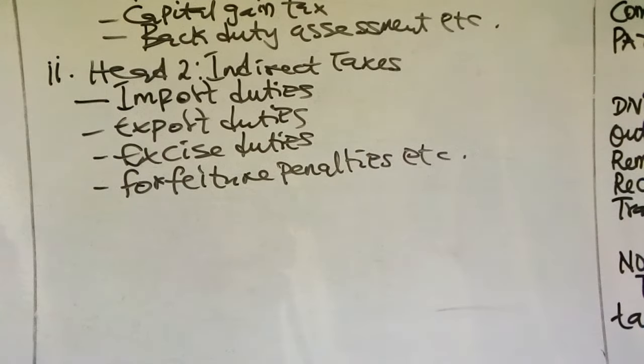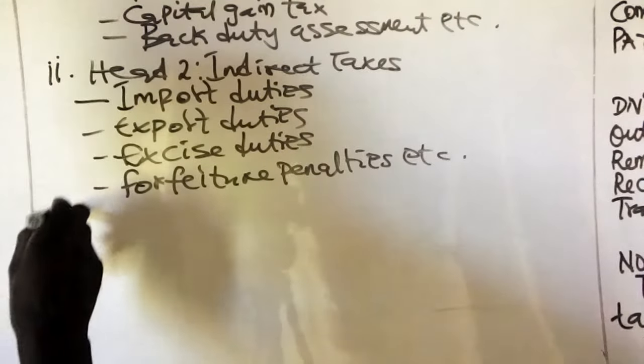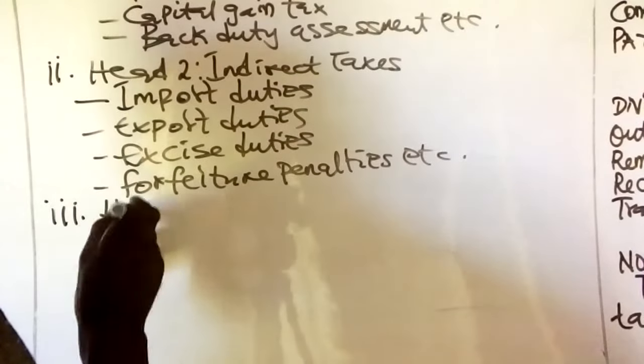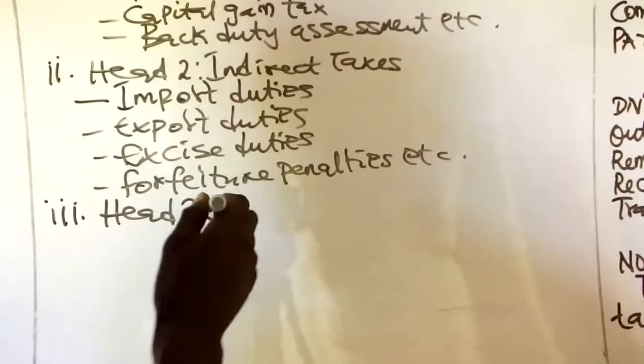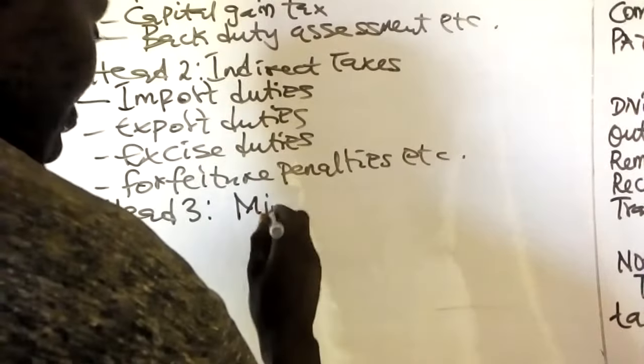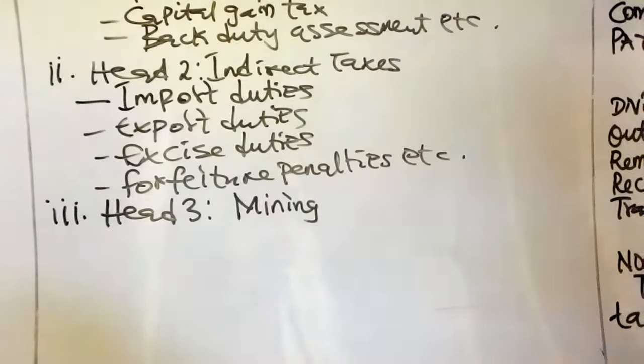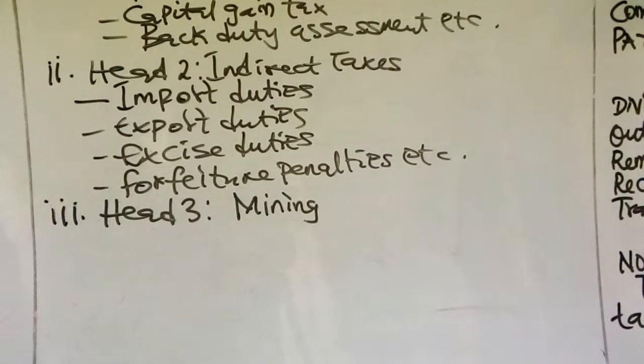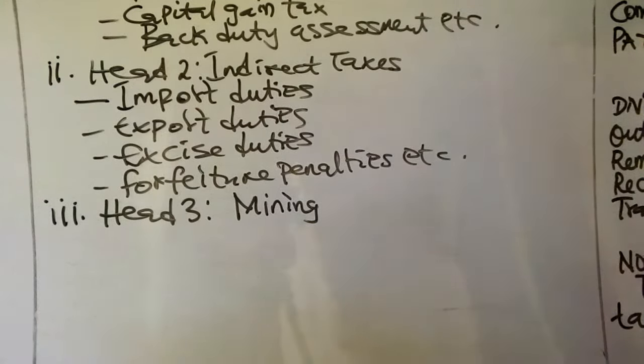Remember, I've told you that there are three revenue heads that will be entered into the Federation account. The third revenue head is mining, head number three. That is the third revenue head that will go into the Federation account. So mining are income connected with the exploration of minerals.